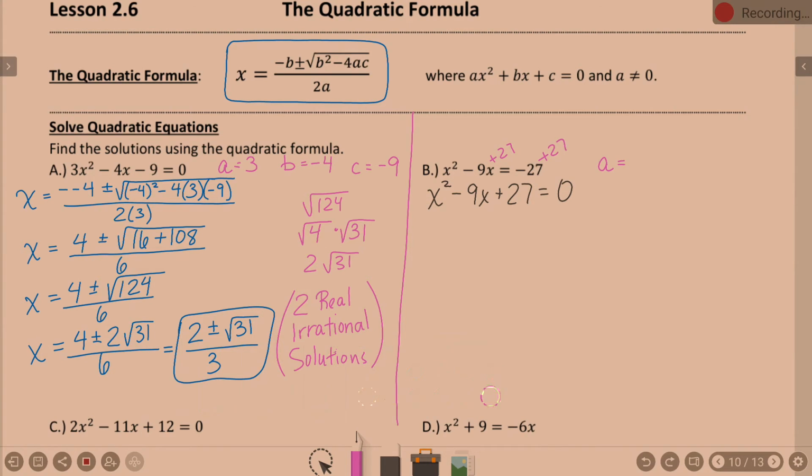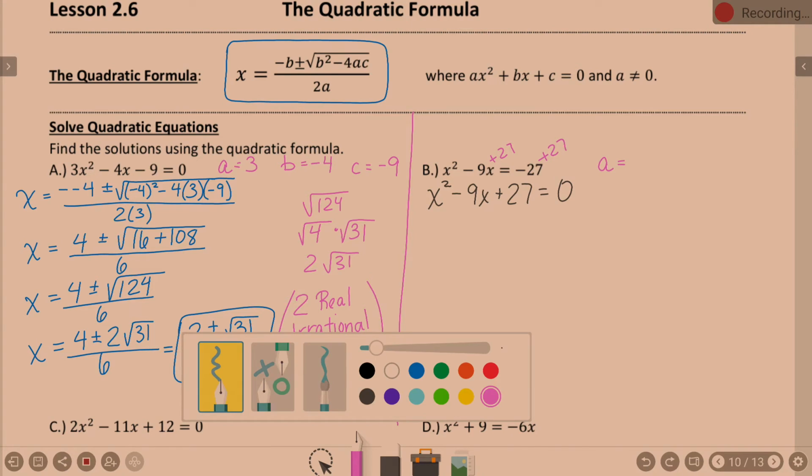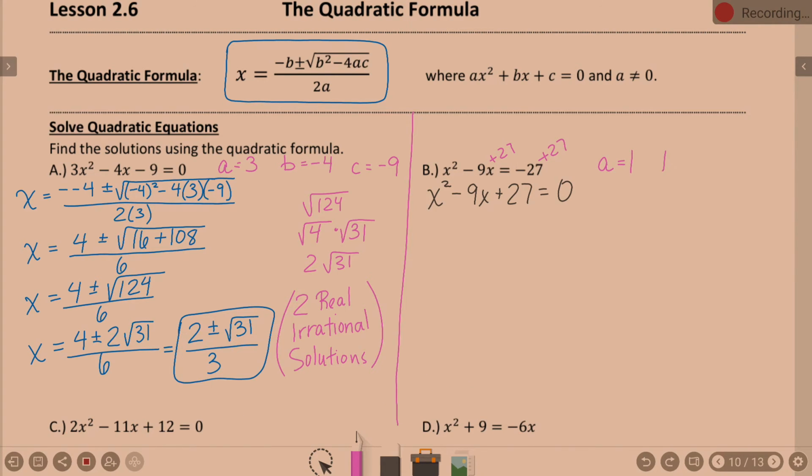Now what are my ABCs? 1, -9, 27. A is 1, in front of x squared. B is -9, the coefficient on x. And C is positive 27 because it's a constant being added at the end.